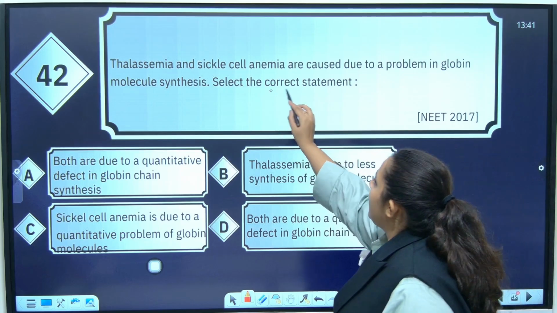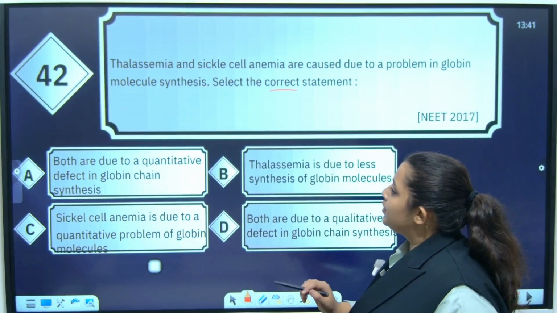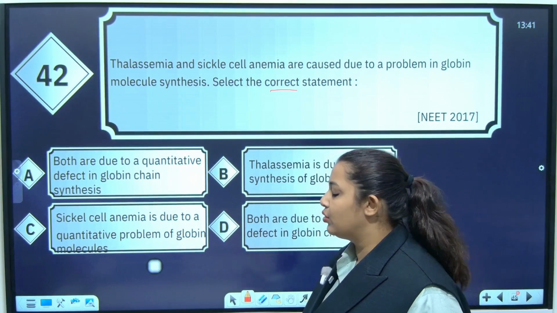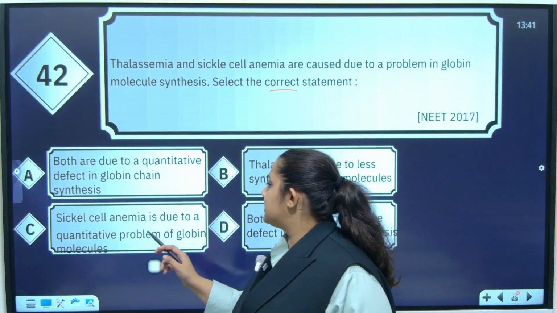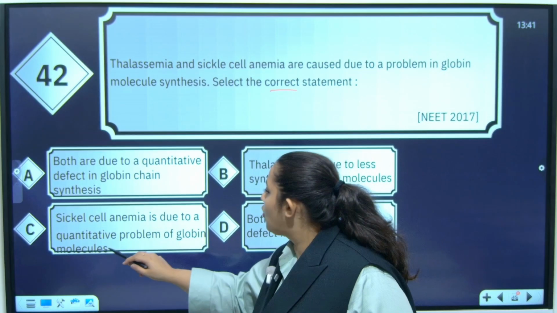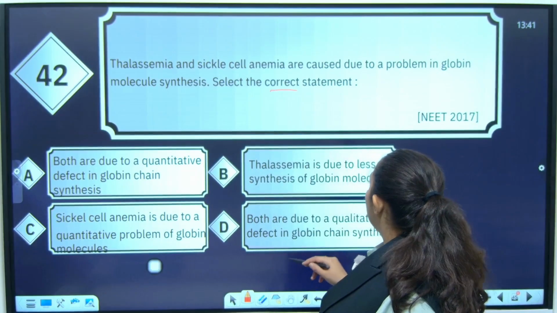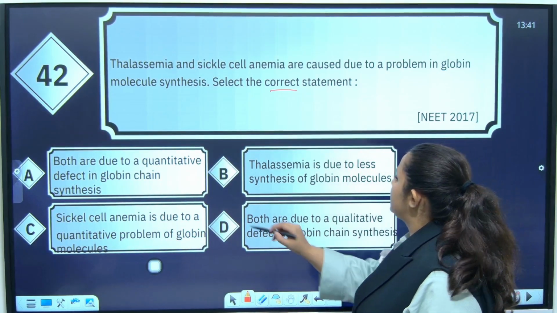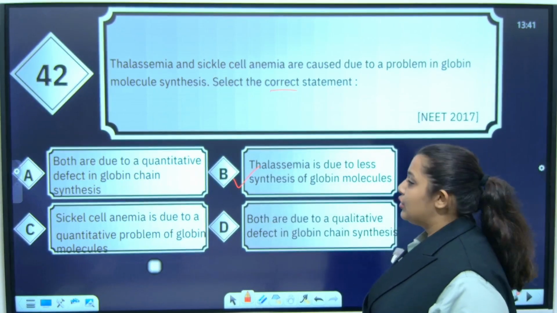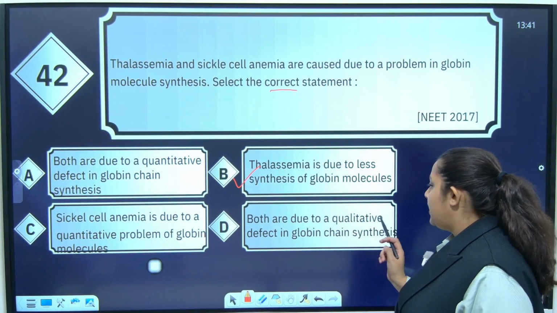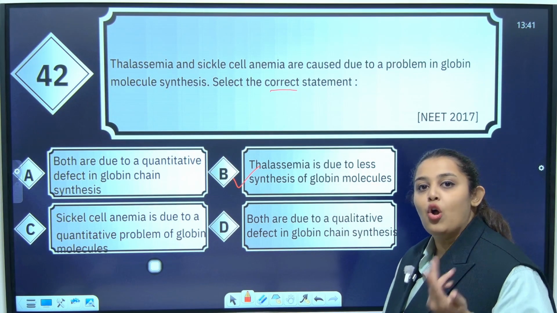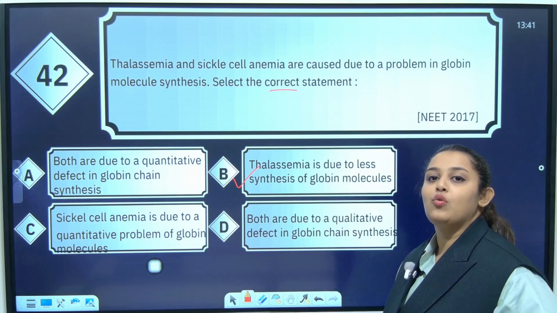Next one, thalassemia and sickle cell anemia are caused due to the problem in globin molecule synthesis. Select the correct statement. Both are due to quantitative effect? No. Sickle cell anemia is due to a quantitative effect? No. Thalassemia is due to less synthesis of globin molecules. This is correct. Both are due to a qualitative effect? Both are not due to either only quantitative or qualitative.